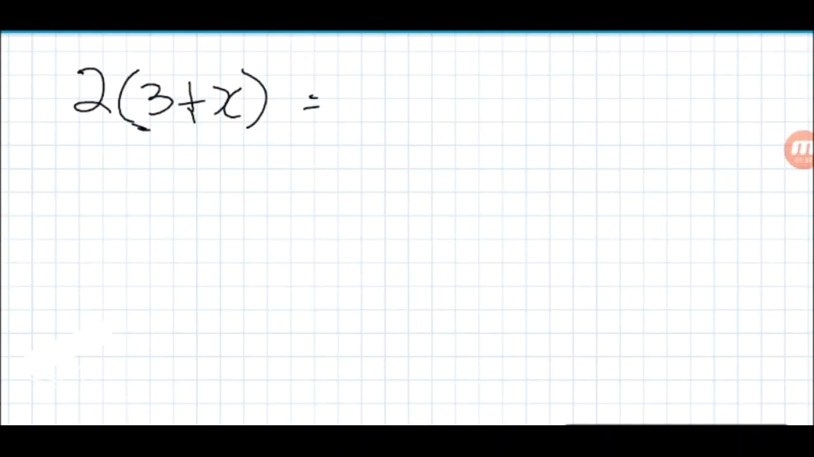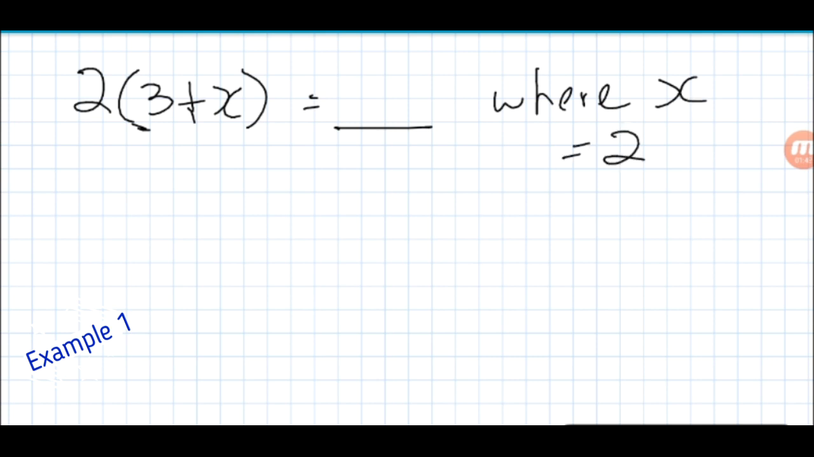Where x is equal to 2. The first thing you do in an equation is that you must sort out what happens in the bracket. So put the value of x, which is 2, into the bracket. So what you have there is 2 times the bracket 3 plus, and where the x is, you put the 2, right? Then is equal to something which we're trying to find out.